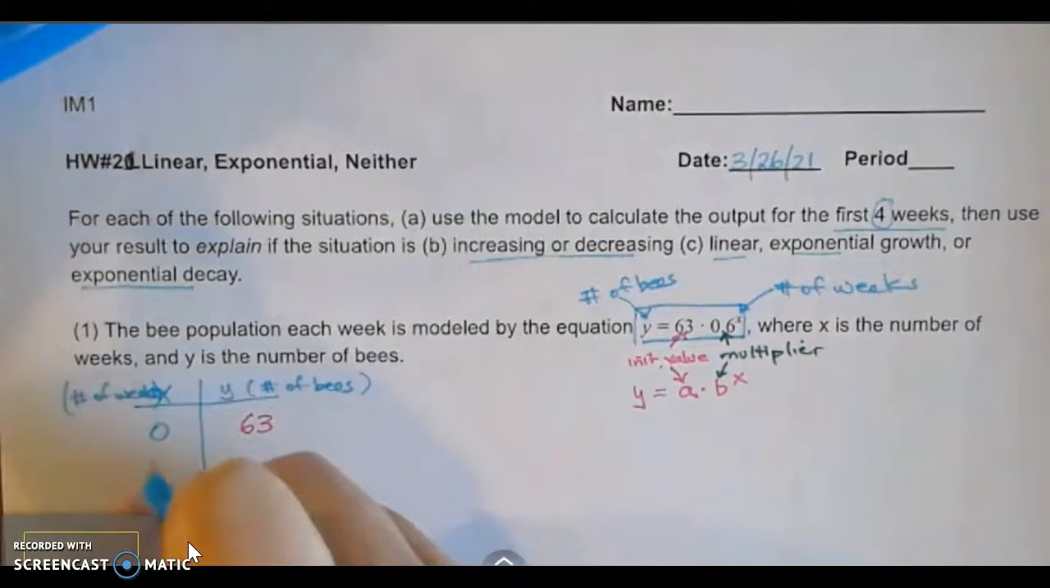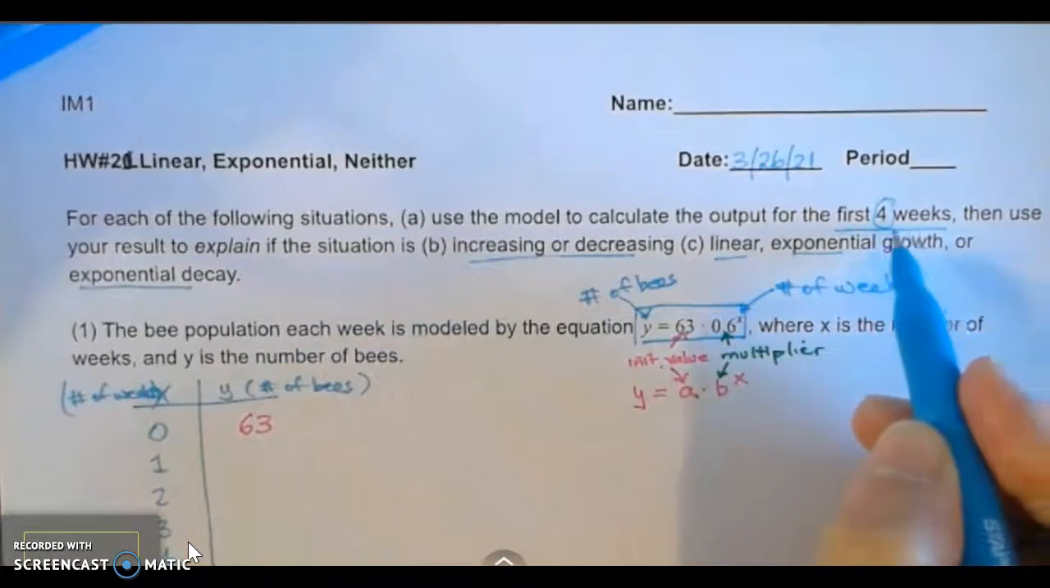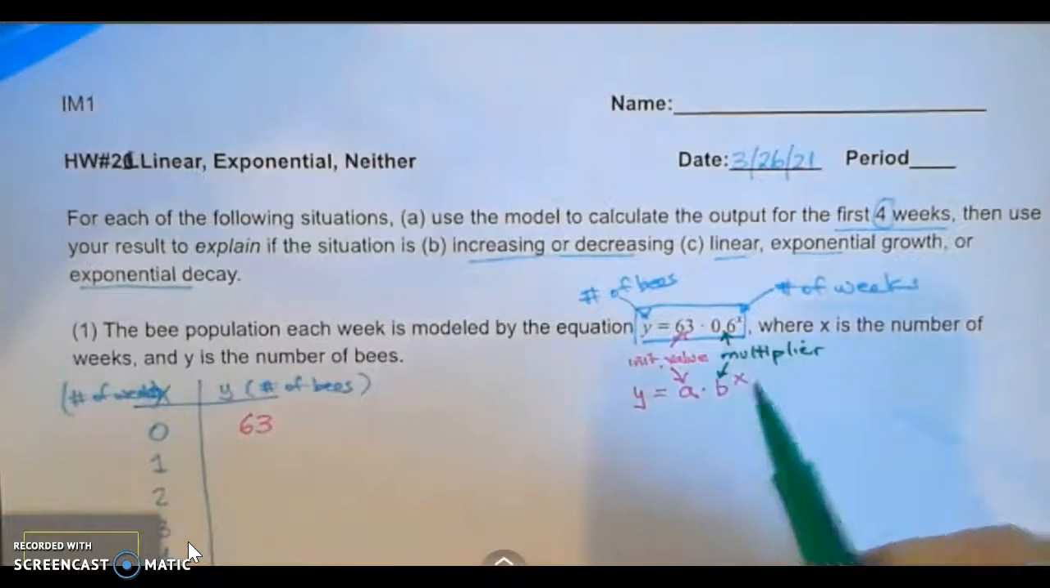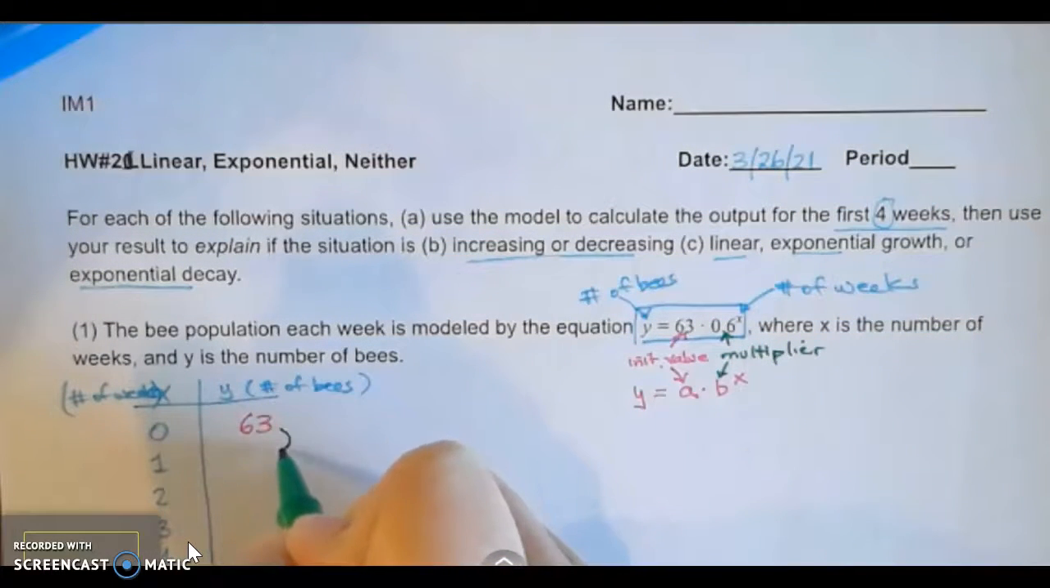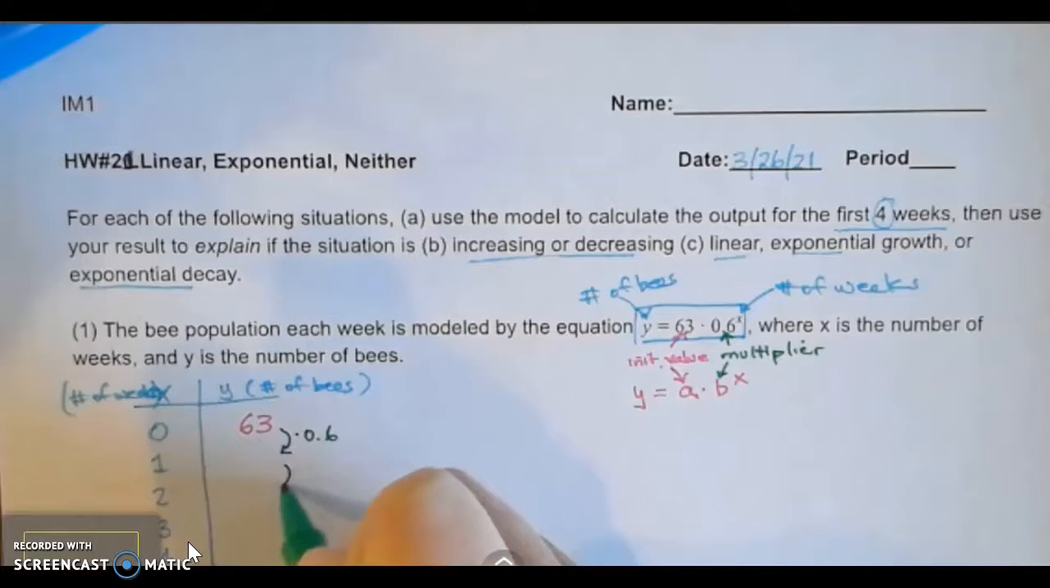And we want to figure out what the week 1, week 2, week 3, and week 4 values were, because we need to figure out the first 4 weeks of output. But we also know that the multiplier is 0.6. So we're multiplying by 0.6, and multiplying by 0.6 again, and multiplying again to get the next value.